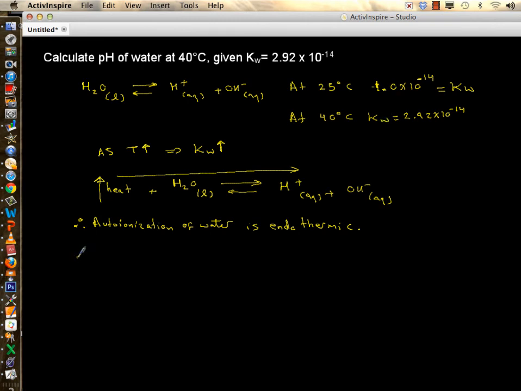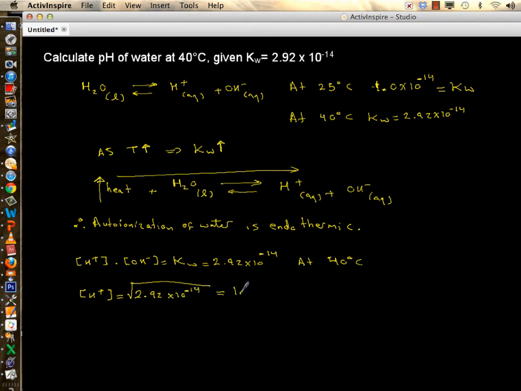Now let's go after calculations. At 40 degrees Celsius, still H plus multiplied by OH minus is equal to Kw. This time it's equal to 2.92 times 10 to the minus 14, a new constant at a new temperature, 40 degrees Celsius. What does it mean? It means that H plus is simply equal to OH minus, and it's equal to the square root of this new constant, 2.92 times 10 to the minus 14. And when you take the square root, it's 1.71 times 10 to the minus 7.